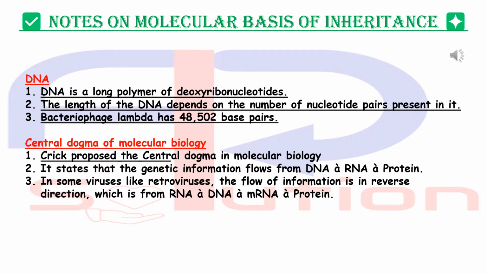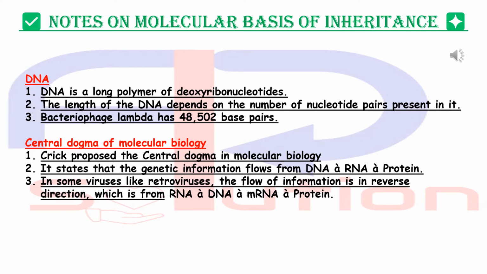Central dogma of molecular biology. Crick proposed the central dogma in molecular biology. It states that the genetic information flows from DNA to RNA to protein. In some viruses like retroviruses, the flow of information is in reverse direction, which is from RNA to DNA to mRNA to protein.